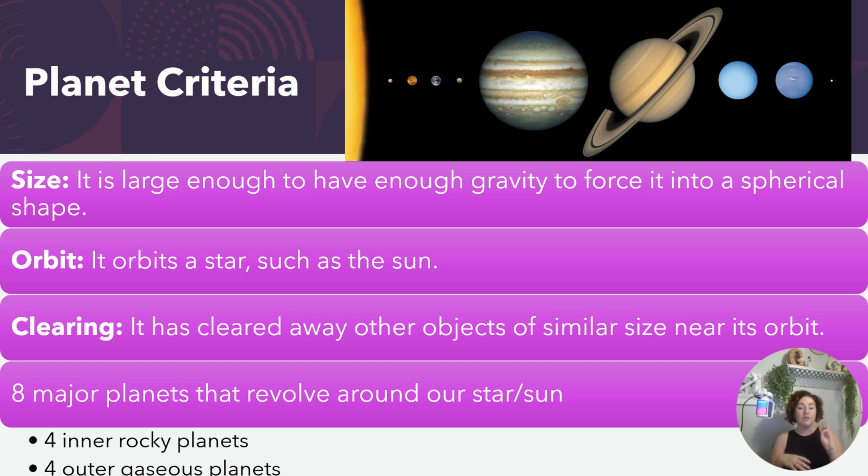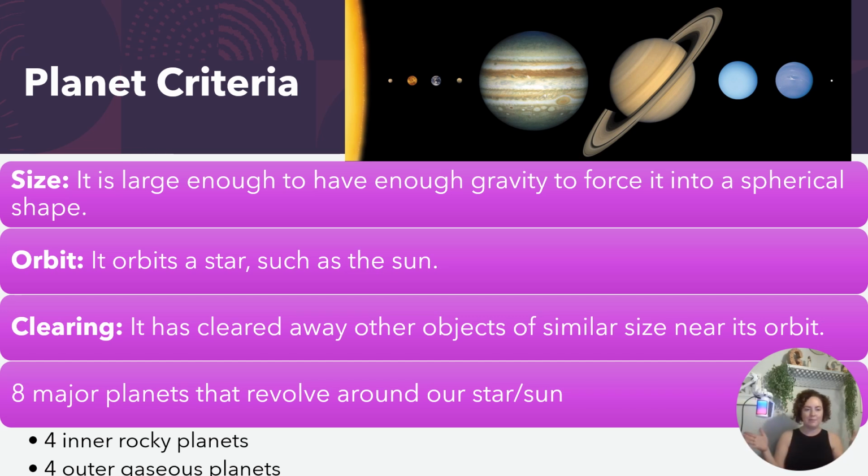There are 3 criteria. First, they have to be of a certain size. They have to be large enough to have enough gravity to force it into a spherical shape. I'm not saying that it has to be at least X amount big, because Mercury is just itty bitty, and Jupiter and Saturn are gargantuan.